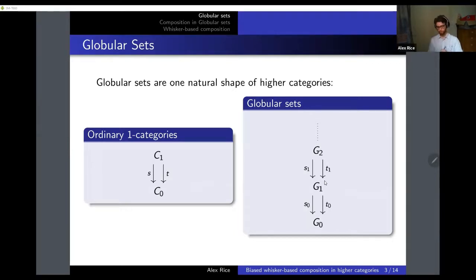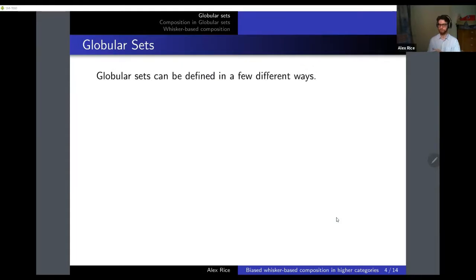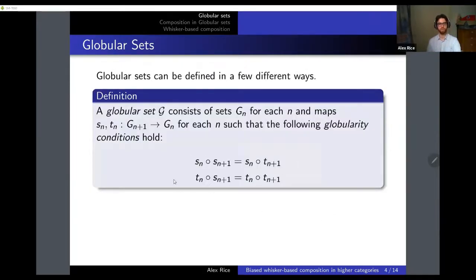And now if we remember this picture from before, the key thing that's happening in this picture is that if we look at this 2 arrow and we take its source, which is this 1 arrow, and we take its source again, which is this dot, then this is the same as taking the target and then taking the source. And similarly, if we take the target, then the target, this is the same as taking the source and the target. And how this manifests is if we go to the definition, we get these relations here.